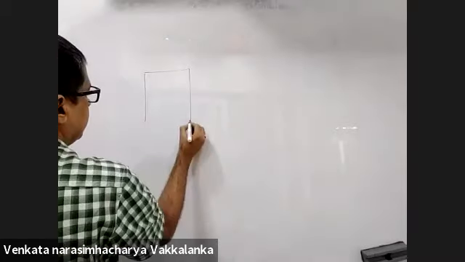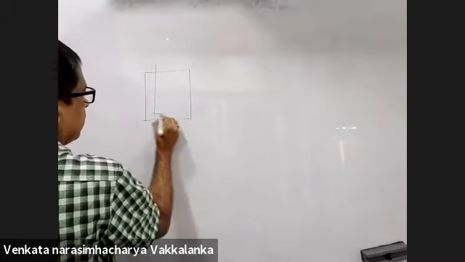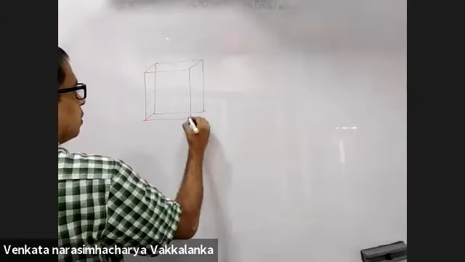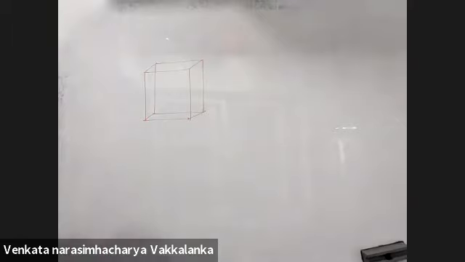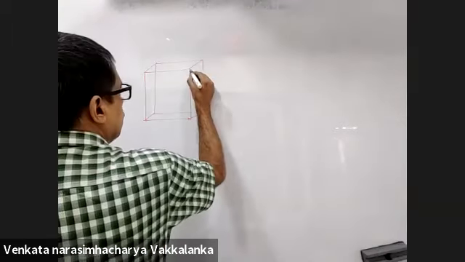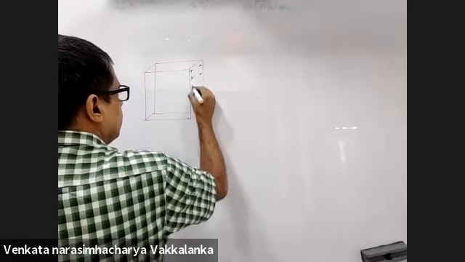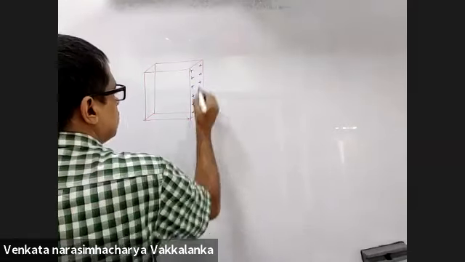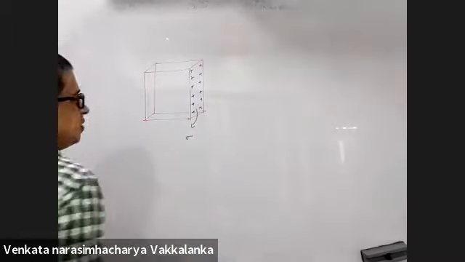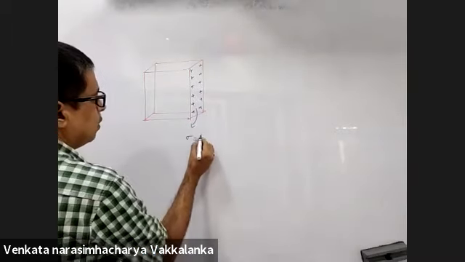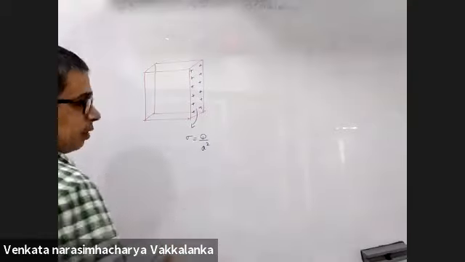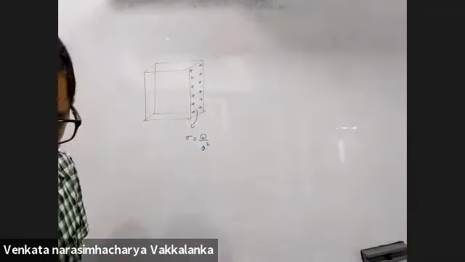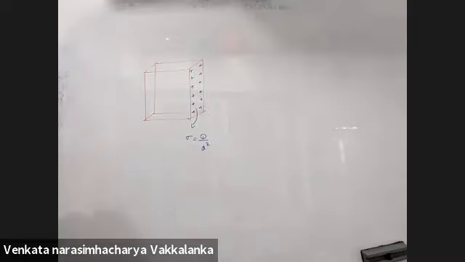Listen very carefully. It will not be easy to comprehend. This cube has got charge on each of the faces. Sigma is Q by A square.